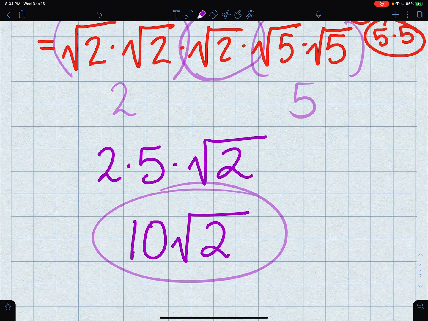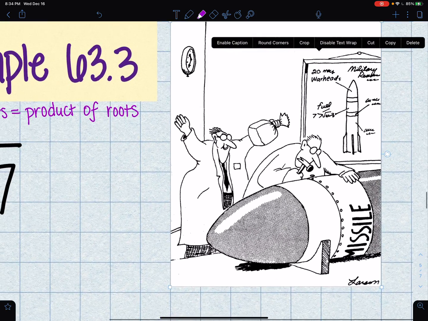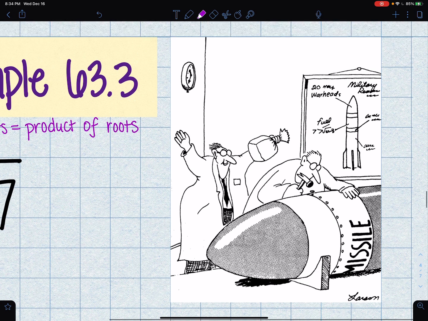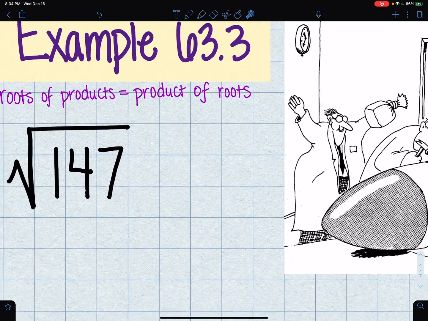Alrighty, that was kind of fun, huh? Kind of satisfying. Let's do example 63.3, but first let's look at this. Okay, so there's a guy working on a missile here that says missile. Looks like he's been planning it. And this guy, look at this guy, he's gonna play a practical joke on him. Oh, I feel bad. And I don't know what's gonna happen. They might all blow up. That is so sad. Okay, all right, that's hilarious.